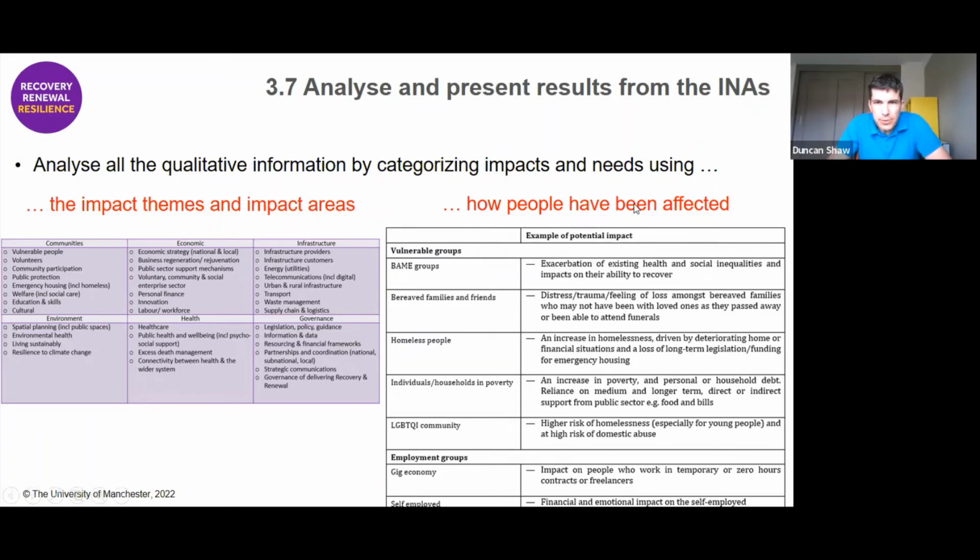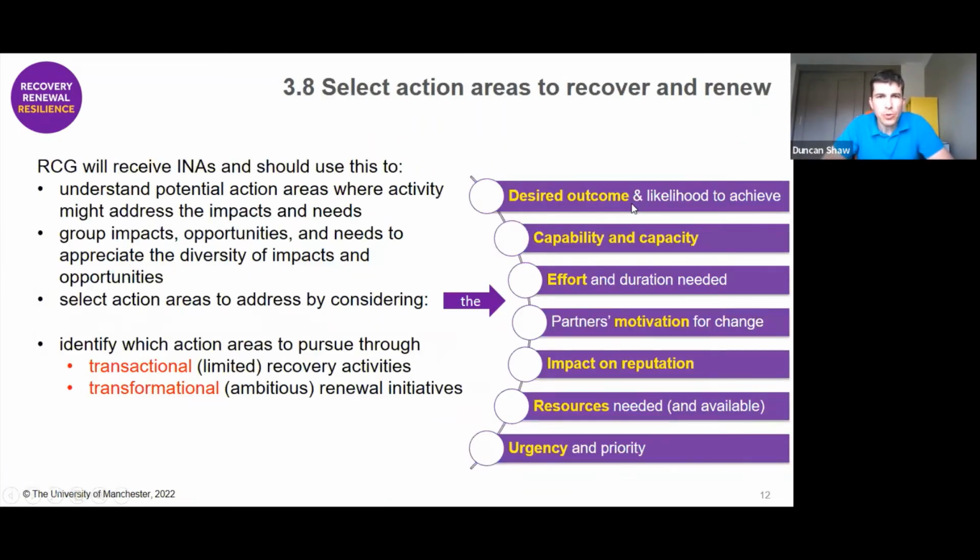So, based on this, you can start thinking about, well, what do we want to do to undo the negative effects of these impacts? So what we're going to do to recover, and what do we want to do to renew? So here, RCG can receive the impact and needs assessments that they've commissioned and to understand what those mean. So not only to understand those pound signs, but understand the experiences that people have had, and different experiences, bearing in mind the inequalities that crises often expose and the different experiences that people have had, depending on who they are and where they have been.